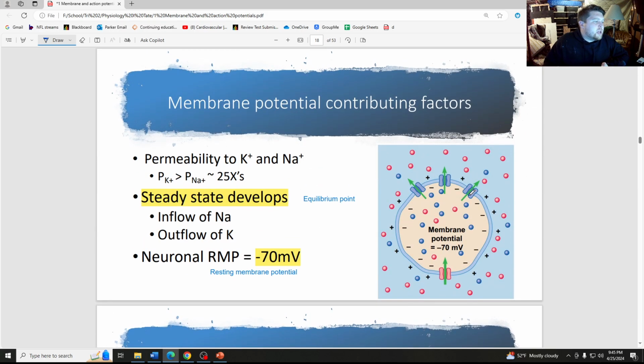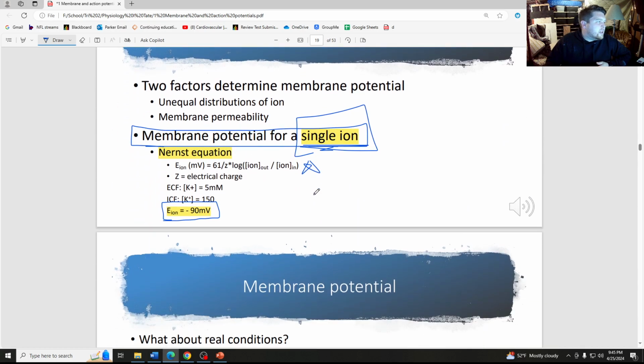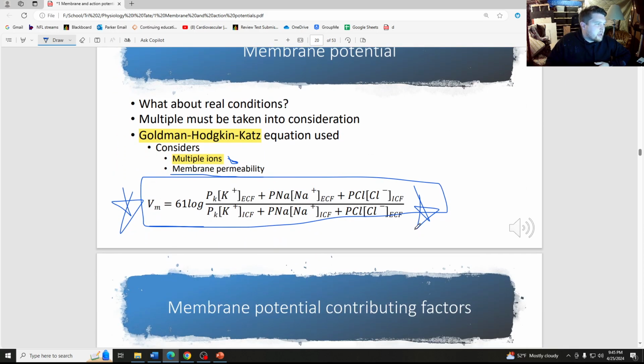Now, we know we have tons of different ions, right? We have sodium, potassium, chloride, and a whole bunch of other ones mixed in there as well, like calcium, magnesium, iron, etc. So what we can do is take the Nernst equation and combine Nernst equations, and eventually it spits out this equation. This is called the Goldman-Hodgkin-Katz equation. The biggest thing you want to remember for this one is that it is for multiple ions.